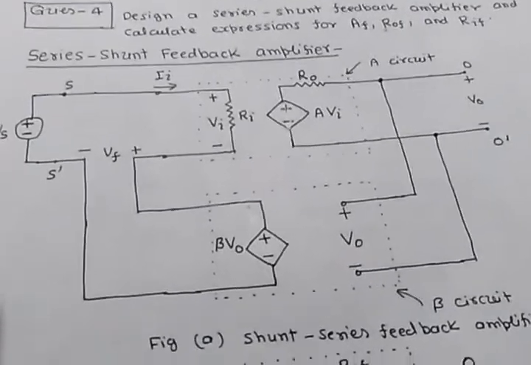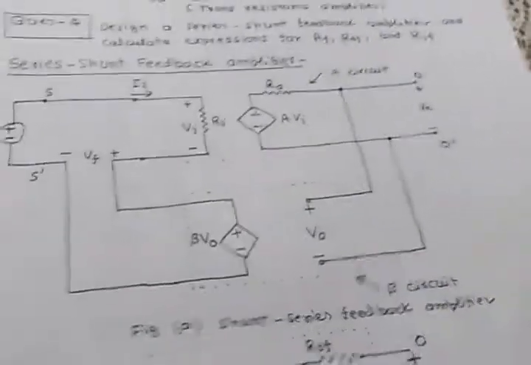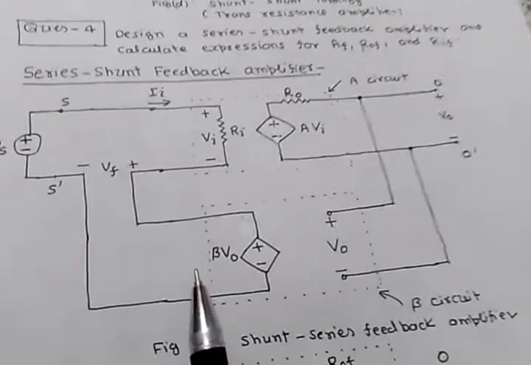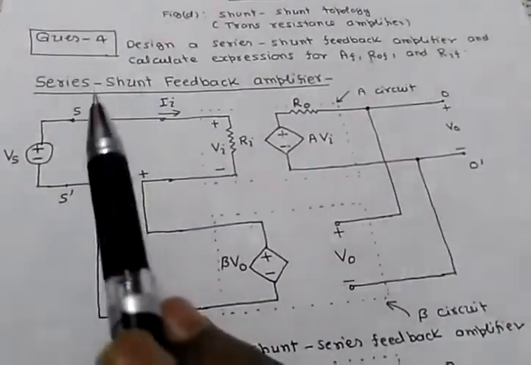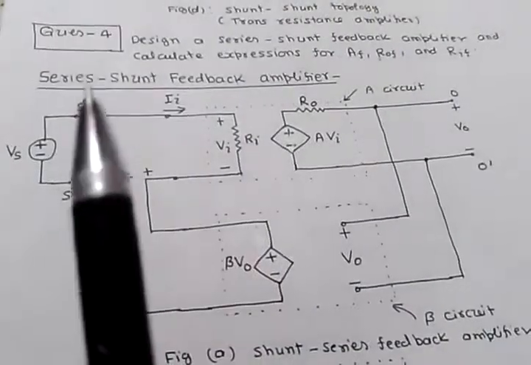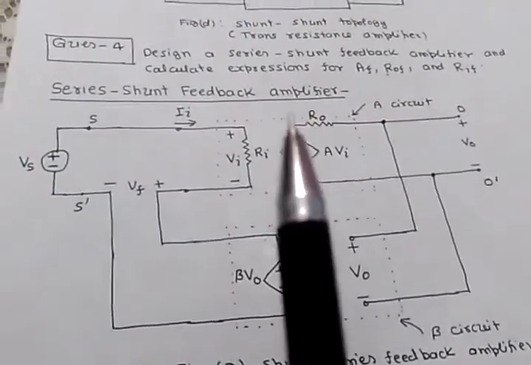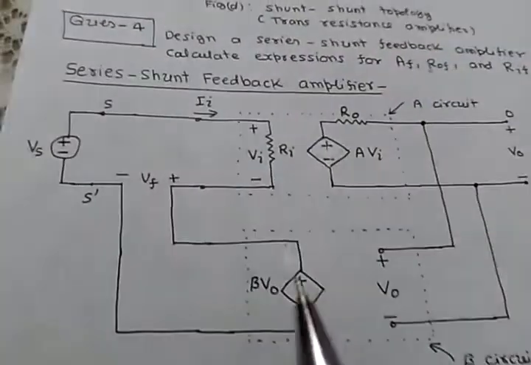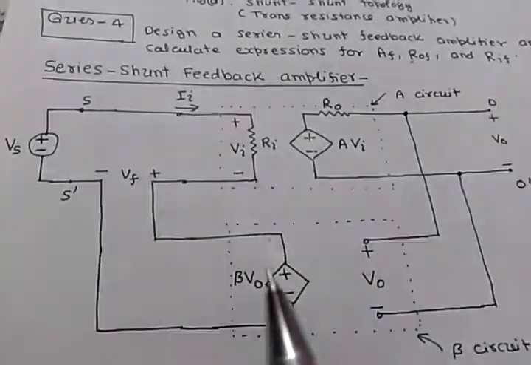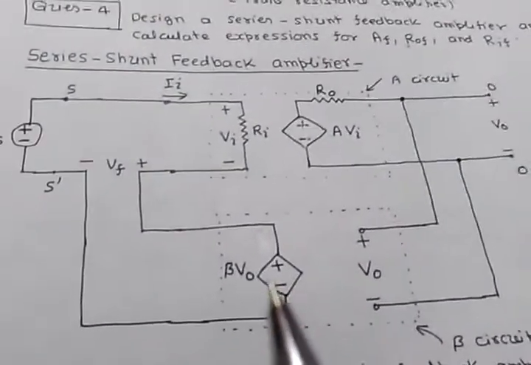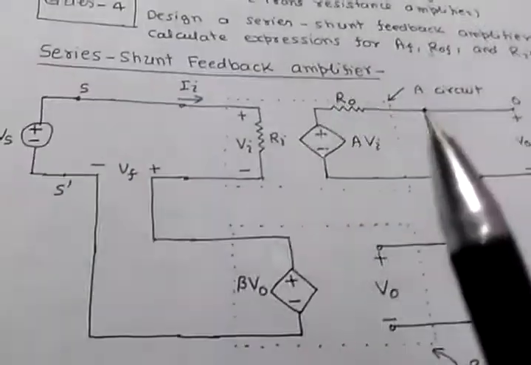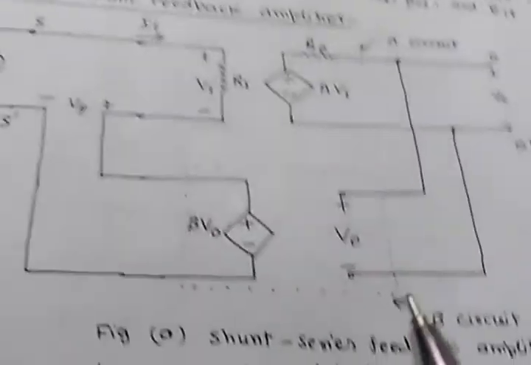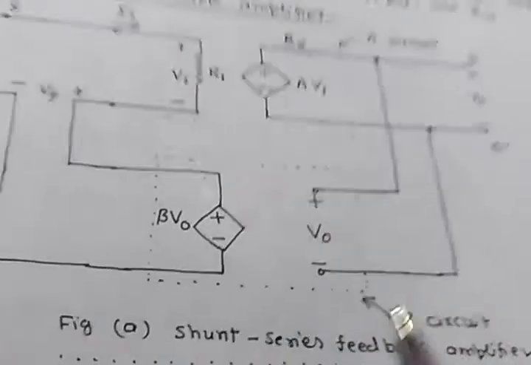In this video, we will find the expression for input resistance, output resistance, and gain of series shunt feedback amplifier. Series shunt feedback amplifier is also known as voltage amplifier. This is the basic structure of series shunt feedback amplifier. As we are seeing, this structure has two circuits: a circuit known as amplifier circuit, and the beta circuit, which is the feedback circuit.